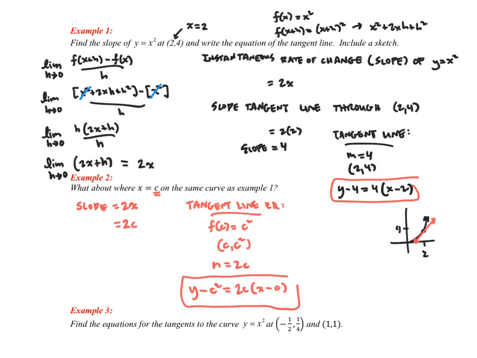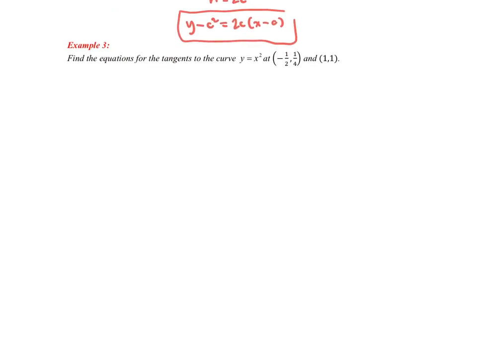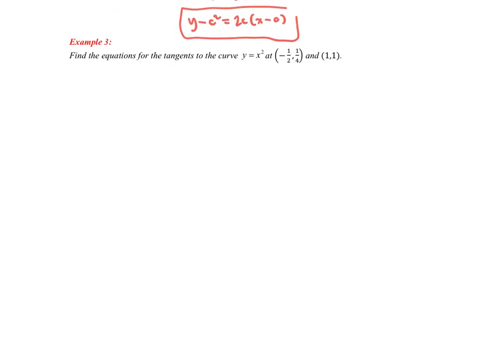Okay, let's look at example 3. Find the equations for the tangents to the curve y equals x squared at (-1/2, 1/4) and at (1, 1). Okay, so again, I can utilize my simplified difference quotient and the instantaneous rate of change to know that the slope anywhere on the curve will equal 2x. Thus at the point (-1/2, 1/4), the slope of the tangent line at that point will equal 2 times -1/2. All right, so that slope will equal -1.